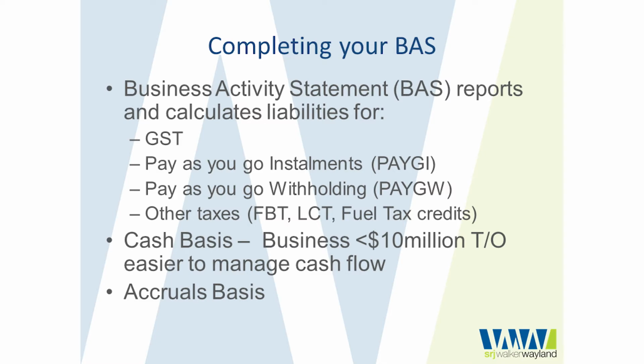Another thing that I get asked a lot is issues around clients completing their business activity statement or their BAS. So your BAS reports and calculates your outstanding liabilities in relation to your goods and services tax, your pay-as-you-go instalments or your business tax payments, your pay-as-you-go withholding, which is the amounts you need to provide for your employees as part of their salaries, and any other taxes such as fringe benefits tax, luxury car tax, or fuel tax credits if they are applicable to you.